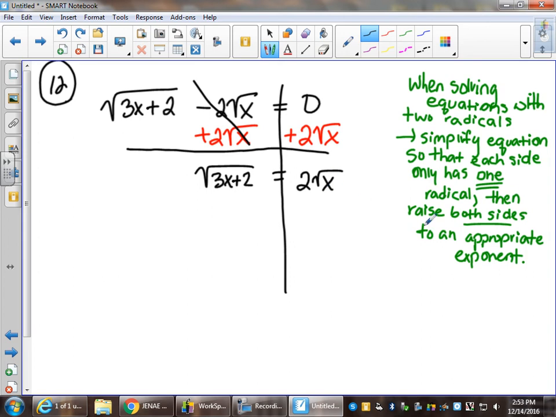Now I can raise both sides to an appropriate exponent. In this case, these are both square roots. So if I square both sides, I will be able to get rid of those radical symbols. Now notice, we've raised it to an even power. So I want you to draw an arrow here, and I want you to write check. Because when we're done, we're going to have to check our answers.